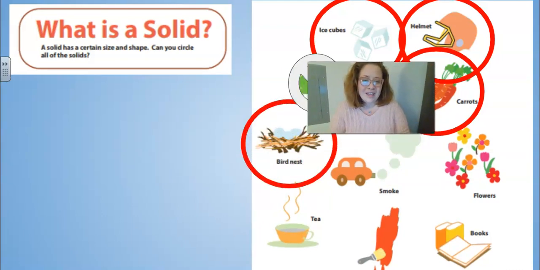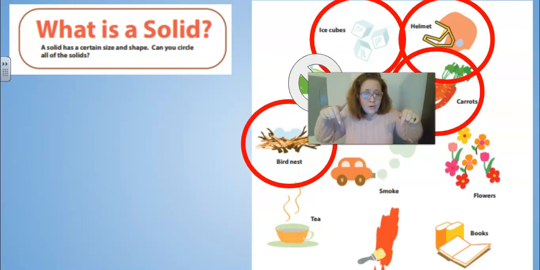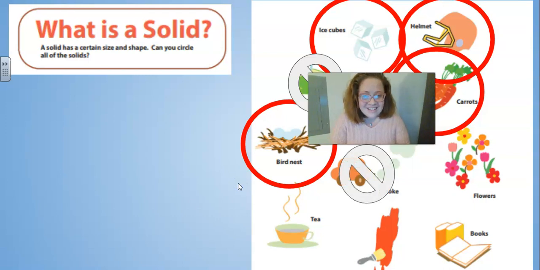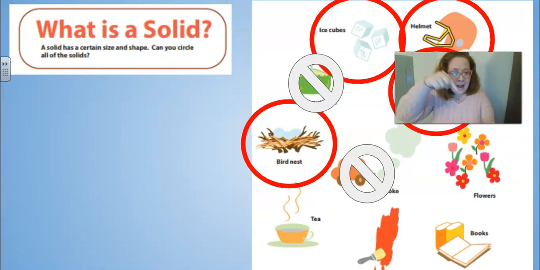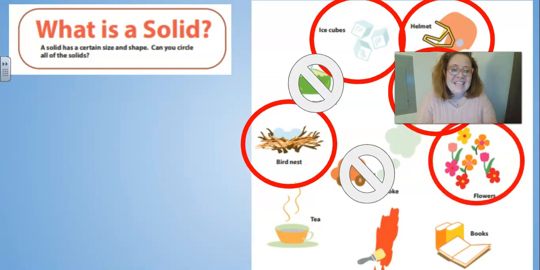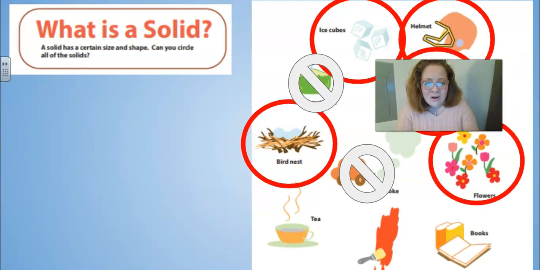Great job. How about smoke? Is smoke a solid? Yes or no? No, smoke is not a solid. The car is a solid, but smoke is not a solid. Great job. What about flowers? Are flowers a solid? Yes or no? Yes, that red circle means that flowers are a solid.